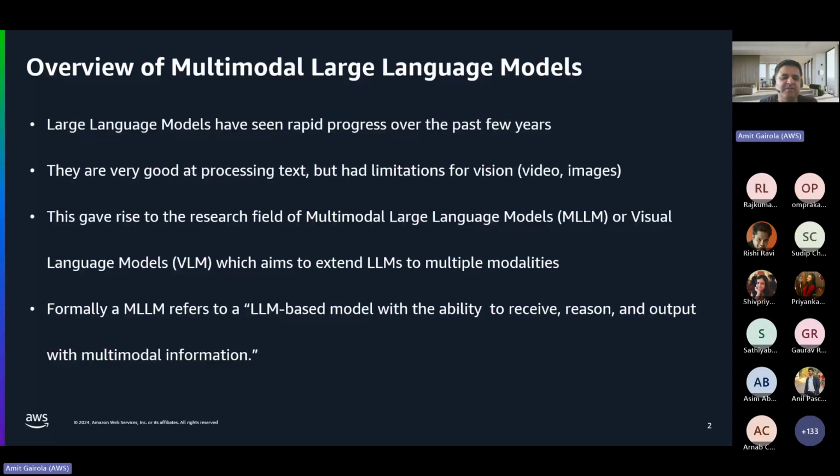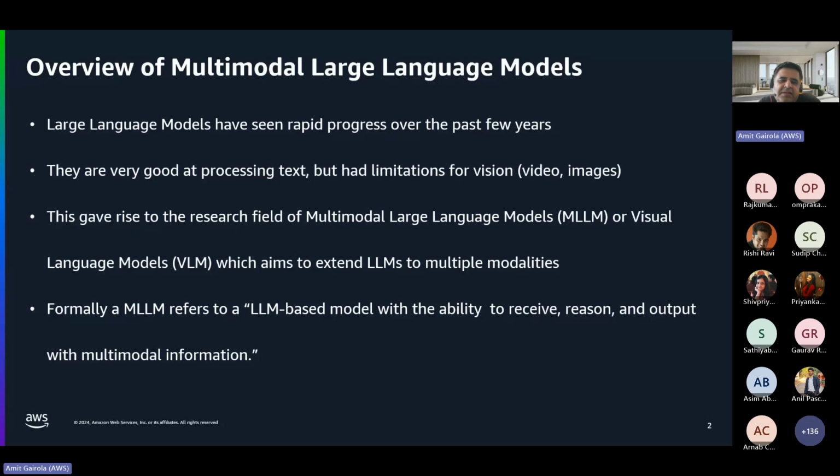Or whichever we have once we have had hands-on, they are large language models, and they have seen rapid progress over the past few years, right? And they are very good at processing text. So if you give a text input, they are able to generate really good text output. But then these models had limitations for vision specific tasks, such as generating video or images, or even taking input as videos, images, and audio.